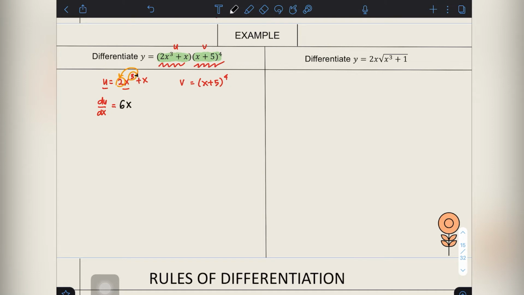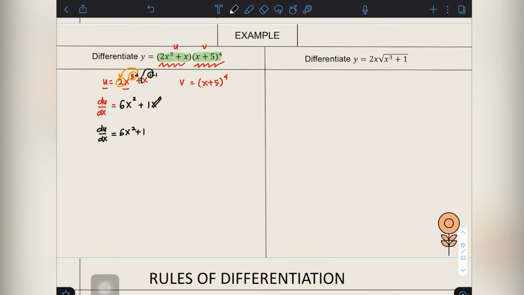Here, power minus 1, you have x to the power of 2, plus, okay, here you cannot see the power, you have power 1. 1 multiplied by, you cannot see the coefficient, means you have coefficient 1 in front. So 1 multiplied by 1 is 1. 1 minus 1, so you have x to the power of 0. And we know that x to the power of 0 is equal to 1, so we do not need to write x to the power of 0. So what you have here is du/dx equals 6x squared plus 1.